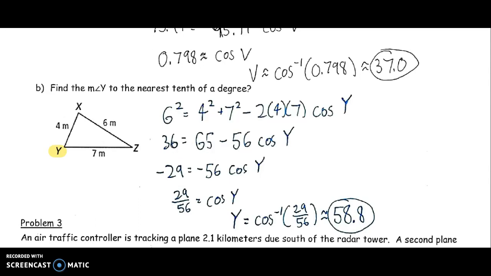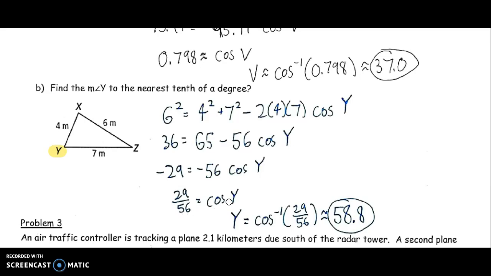So after we subtracted the 65 from both sides, just like the last question, now we're going to divide. Since this is multiplied times the cosine, I get rid of that with division. So negative 29 divided by negative 56, our negative signs would cancel out, and we could just write that as 29 over 56.